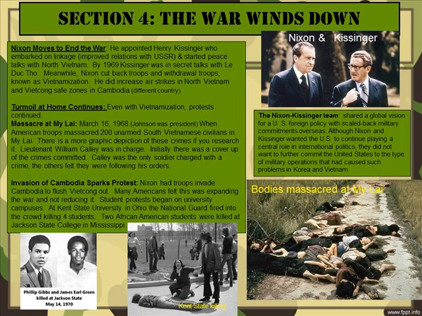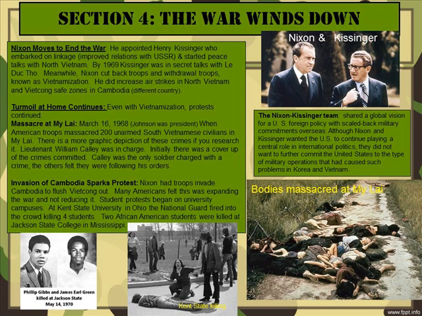So at home, it continues. Even with Vietnamization, protests continued. And here's a big reason, the massacre at My Lai. So March 16th, 1968, Johnson was president at this time, when American troops massacred 200 unarmed South Vietnamese civilians in My Lai. There's a picture to the right. There is a more graphic description of these crimes if you research it, and I'm not going to put it in here. Lieutenant William Calley was in charge. Initially, there was a cover-up of these crimes that were committed. Calley was the only soldier charged in the crime, and the others felt they were following his order.